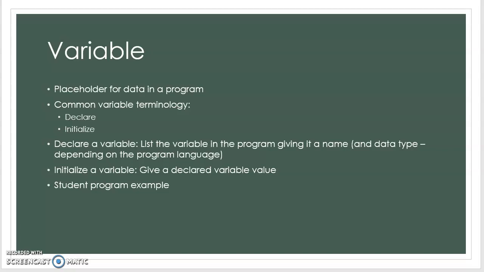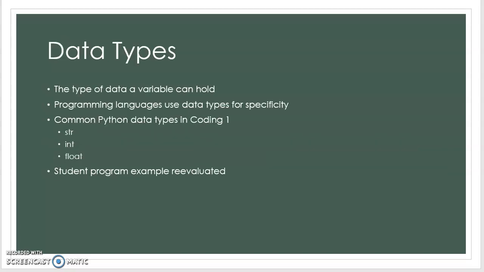Now let's talk about data types. A data type is just a specification of the type of data that a variable can hold. A variable can hold only one type of data. In Python, in Java, and most newer languages, you can't mix and match data types. A variable can only hold one type of data.